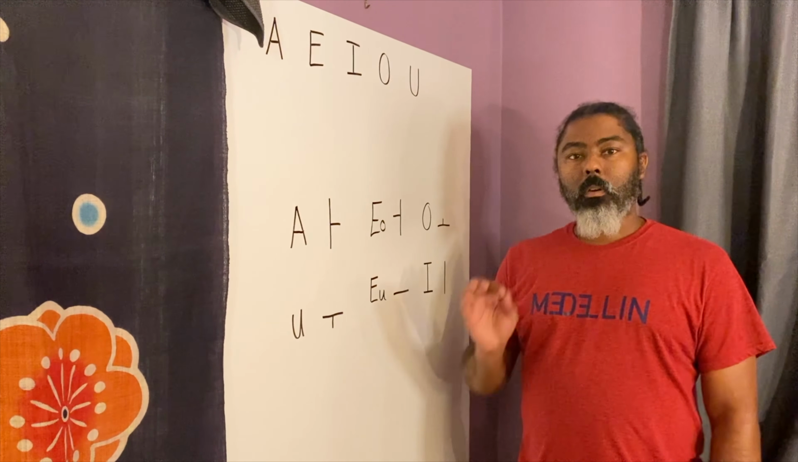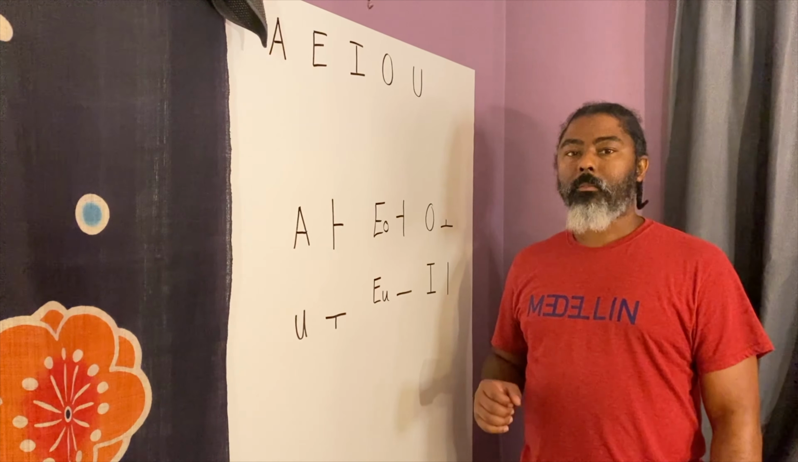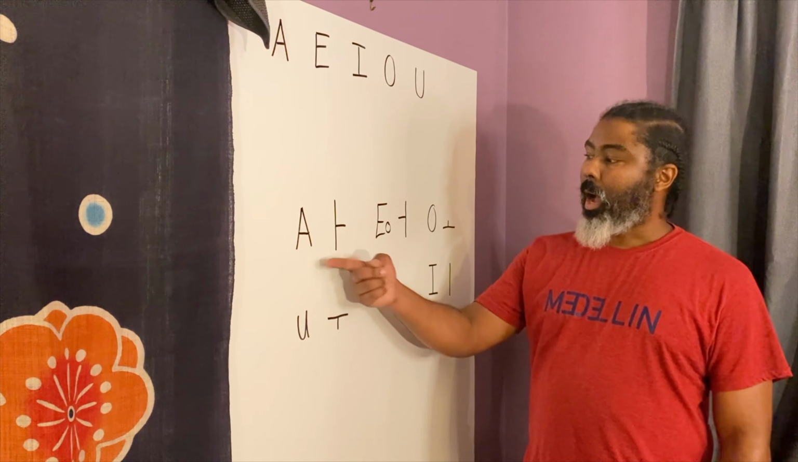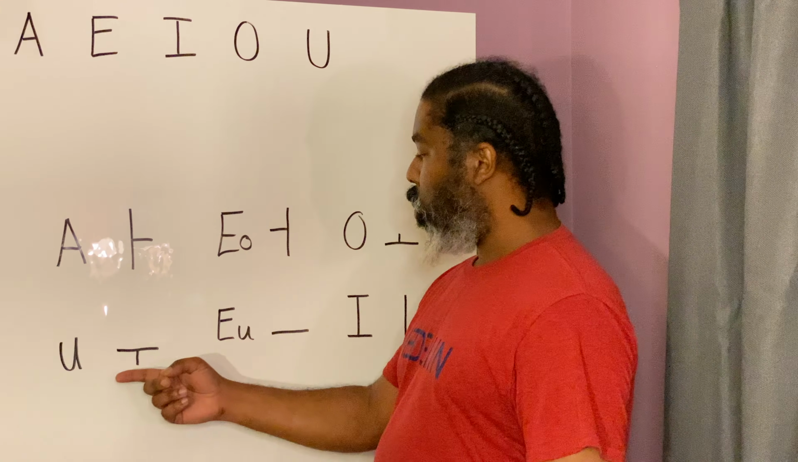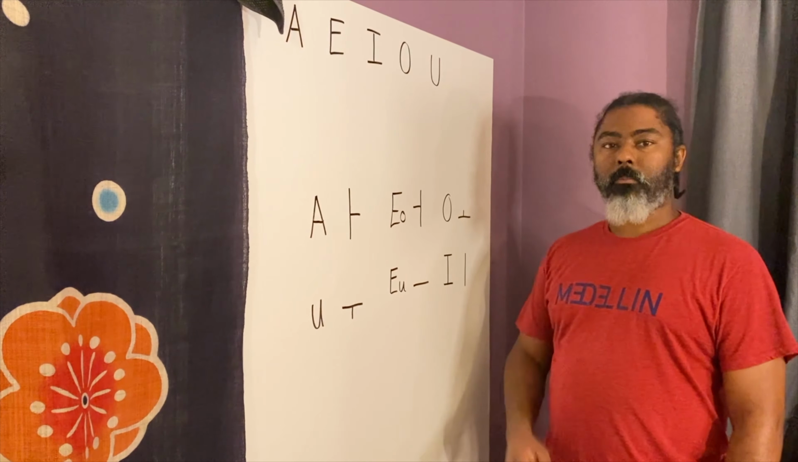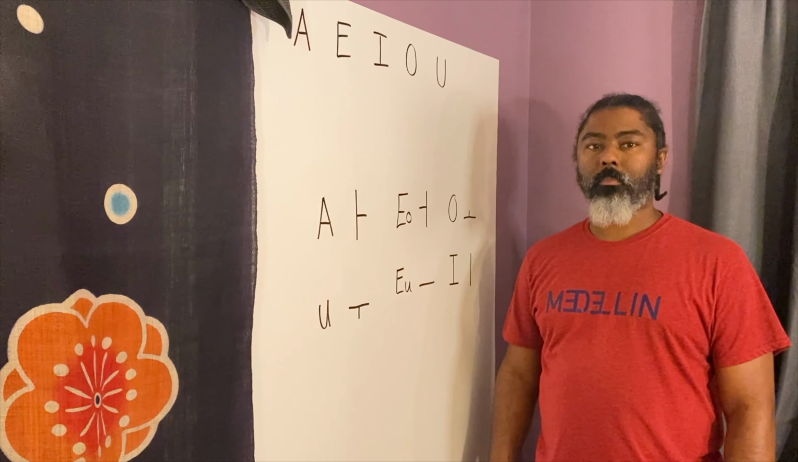These are some of the basic Korean vowels, okay? A, eo, O, U, eu, I. We're done.